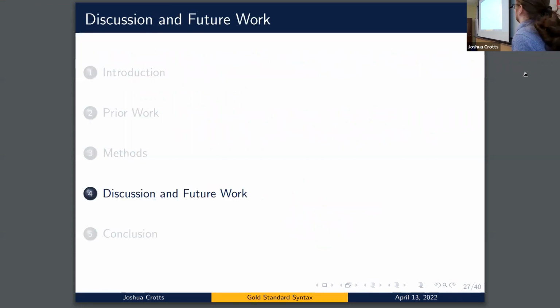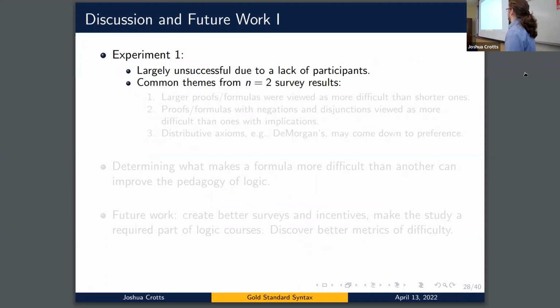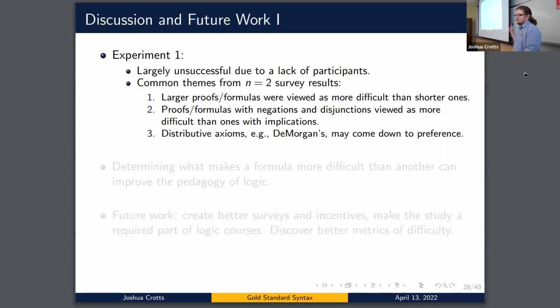All right, well, now we've discussed our methods. Let's go into actual discussion of the results and what we can do in the future. So as we said, experiment 1 was pretty unsuccessful just because we didn't get that many people, sadly. But we will mention the themes that we saw from those 2 results. And just as we sort of suspected, larger proofs were seen as more difficult. That was expected. Something else that was expected was that proofs with a bunch of negations and disjunctions were viewed as harder than ones with just implications.